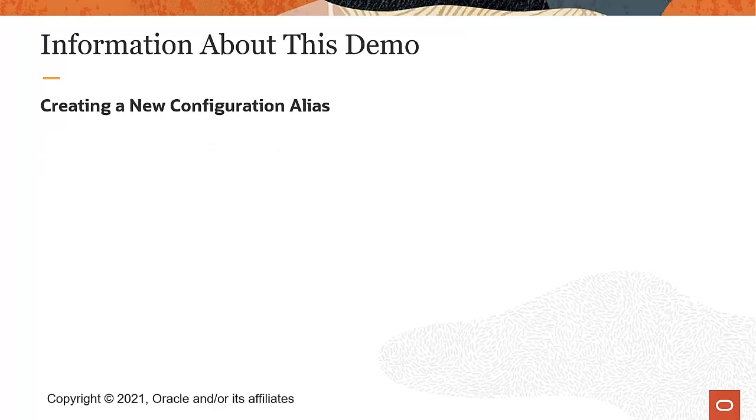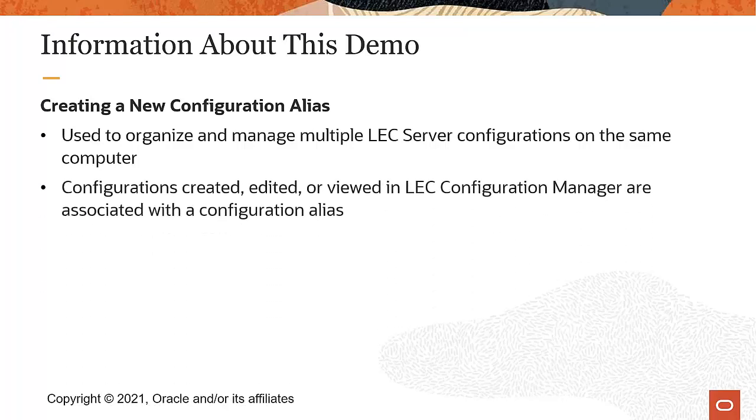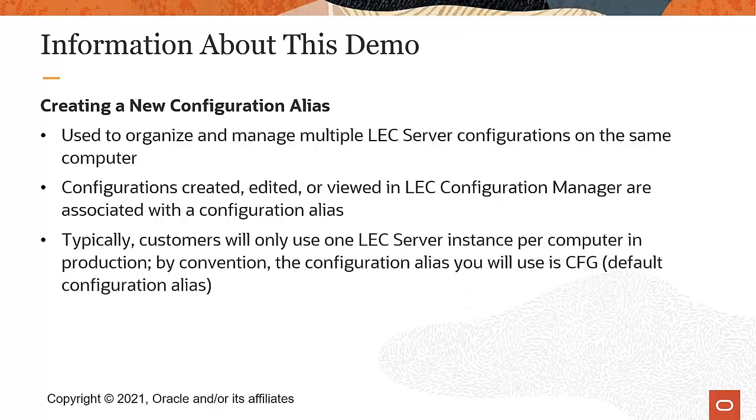Configuration aliases, as I mentioned in part 1 of this tutorial, are used to organize and manage multiple LEC server configurations on the same computer. Any configurations created, edited, or viewed in LEC Configuration Manager are associated with a configuration alias. Typically, customers will only use one LEC server instance per computer in production. By convention, the configuration alias you will use is the default configuration alias called CFG.